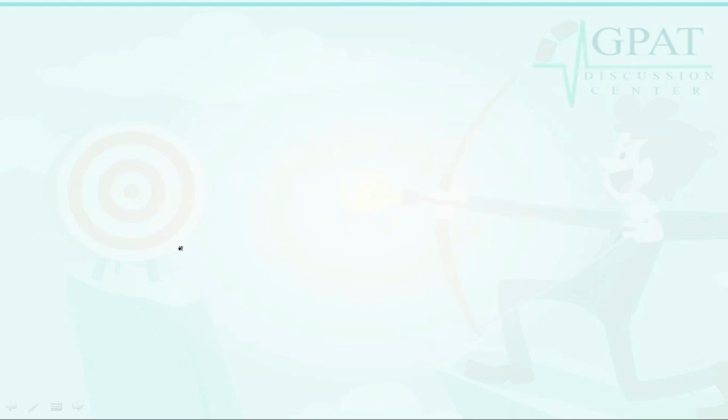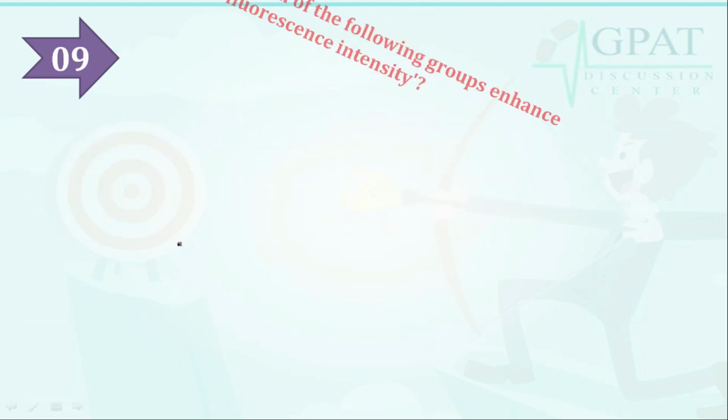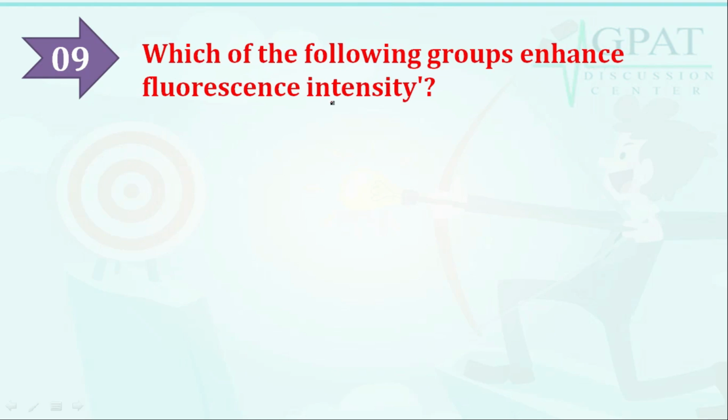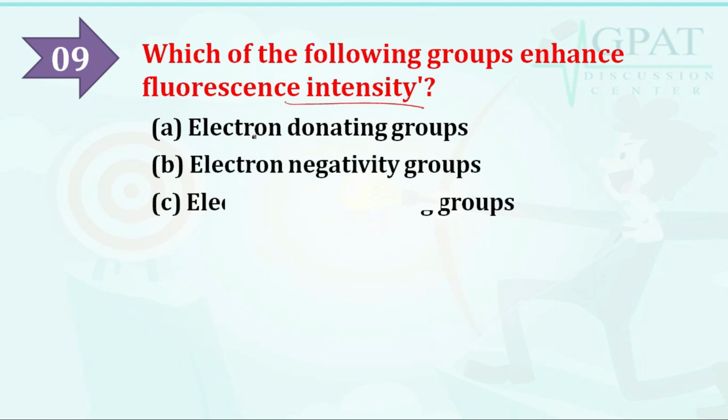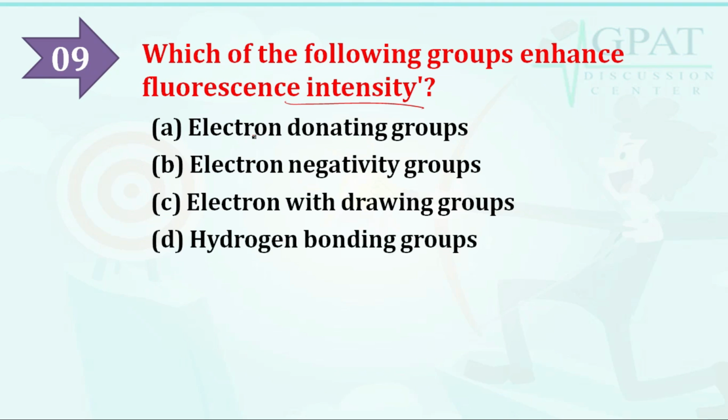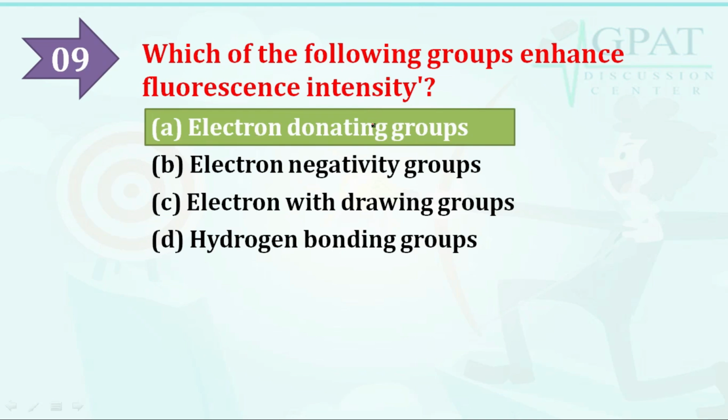So now the next question is, which of the following groups enhance fluorescence intensity? Options are: option A, electron donating group; option B, electronegativity group; option C, electron withdrawing group; option D, hydrogen bonding group. So which one of the following groups enhances fluorescence intensity? The correct answer is electron donating group, which enhances the fluorescence intensity.